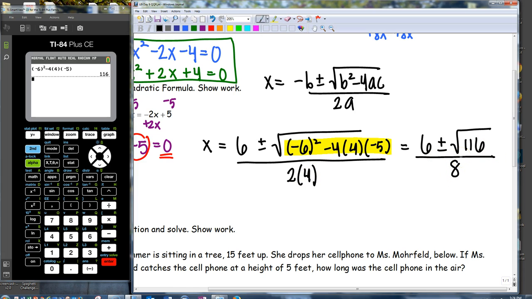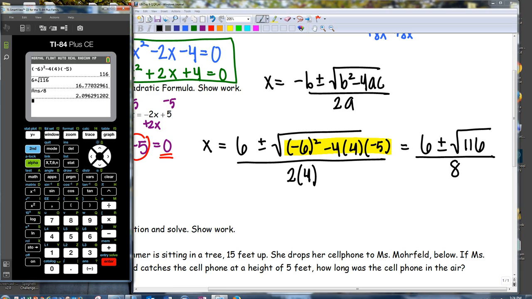Okay, so now we rewrite 6 plus or minus square root of 116 all over 2 times 4 is 8. And the last thing I'm going to do is just type this into my calculator. Remember, you do need to type this in 2 different times to find both solutions. 6 plus square root 116. Make sure you press enter, then divide by 8. Don't forget to divide by 8.